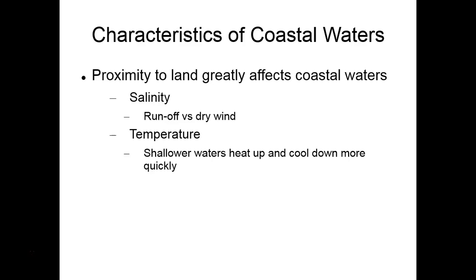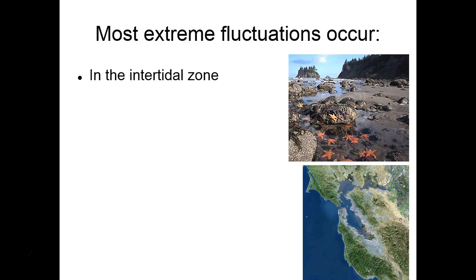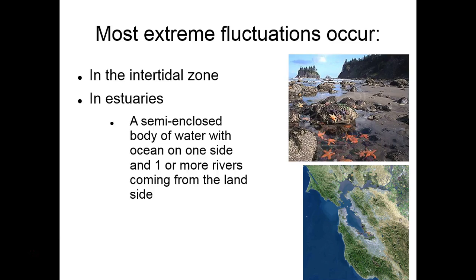So the rain comes down on land and then it runs off into the ocean. And that's going to decrease the salinity of the water close to the land. The opposite of that would be where you have a very dry wind. Now, because the water is more shallow in that area, evaporation is going to occur more readily because the water is also going to warm up more easily. So that's another thing. Temperature. Shallow waters heat up more quickly and they cool down more quickly as well. So since these waters along the coast are more shallow, they tend to see greater fluctuations in temperature and salinity as well.